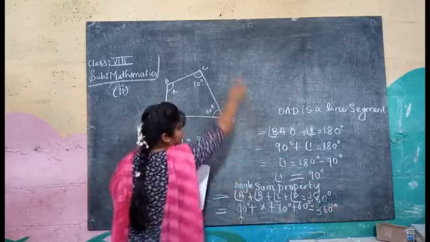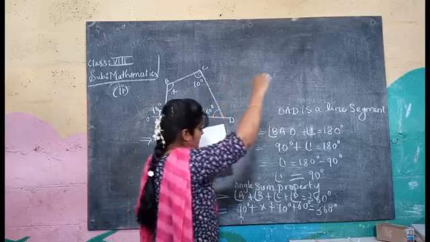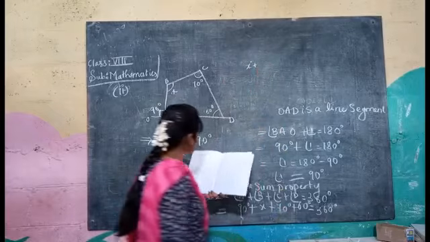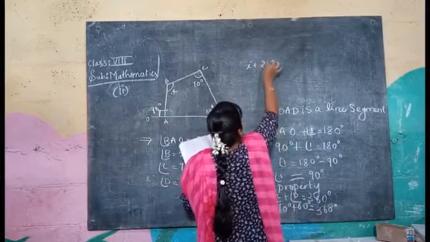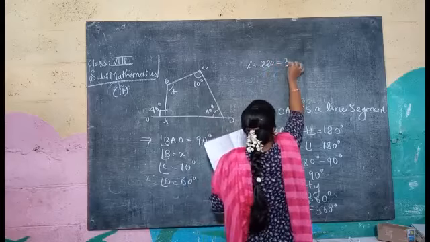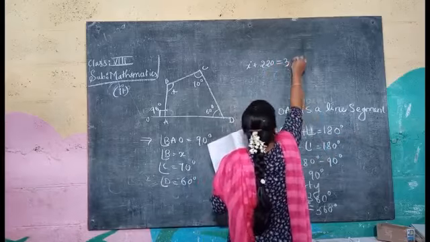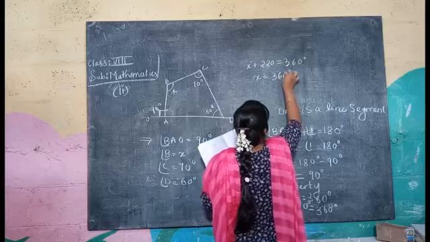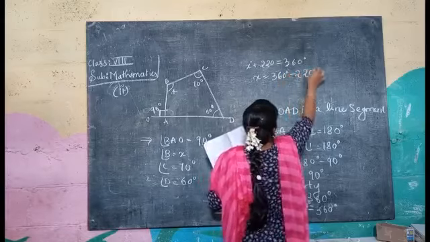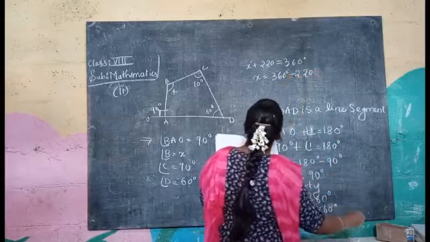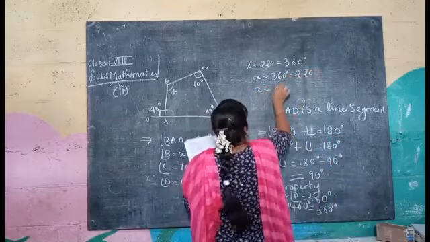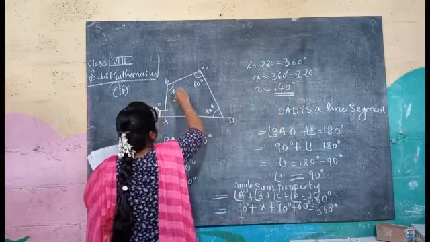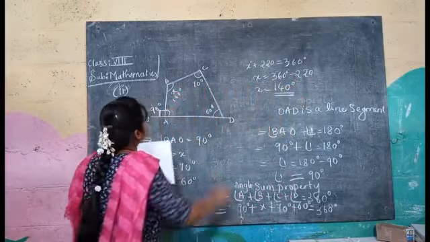Okay, I will write this up. 90, x, I am taking out x degrees plus add these three numbers. What do we get? 220. 220 is equal to 360 degrees. x I will take out. 360 degrees minus 220, now how much do we get? We get 140 degrees. x, what did we get here? 140 degrees. And here we got 90 degrees.